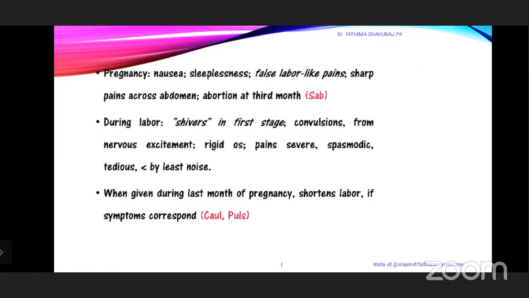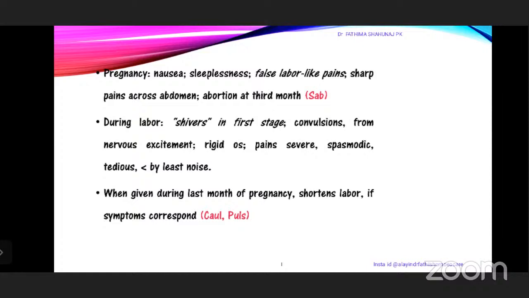Next about pregnancy: nausea, sleeplessness, false labor-like pain, sharp pain across the abdomen, and abortion at the third month. The abortion at the third month is again compared with Sabina. Here we can see the tendency to miscarriage, especially at the third month. Here it is abortion at the third month, but in Sabina the patient will have the disposition or tendency towards miscarriage at the third month.